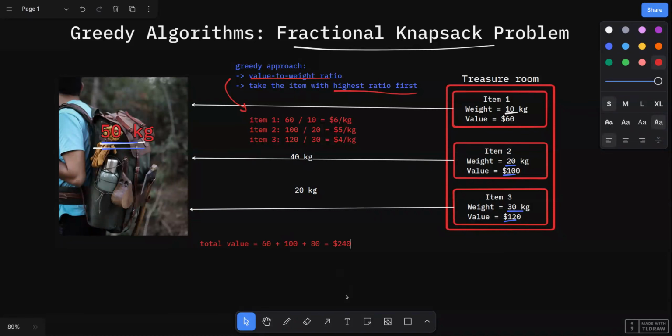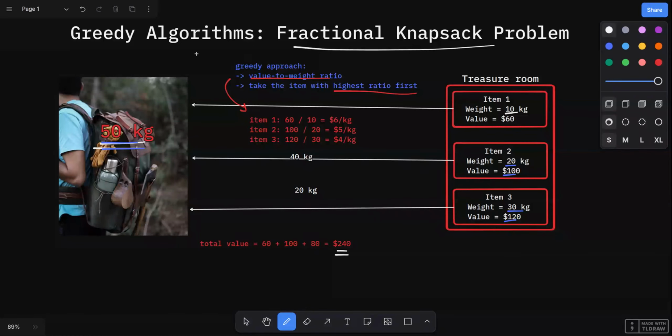So $240 is the total value that we added to our knapsack, maintaining the 50 kg weight limit that we had, and taking as much value as possible from the treasure room. Now, why this approach works is because by taking the most valuable items per unit weight first, we are maximizing the value that we can carry in our knapsack. And this greedy strategy ensures that each unit of weight in the knapsack is used efficiently.